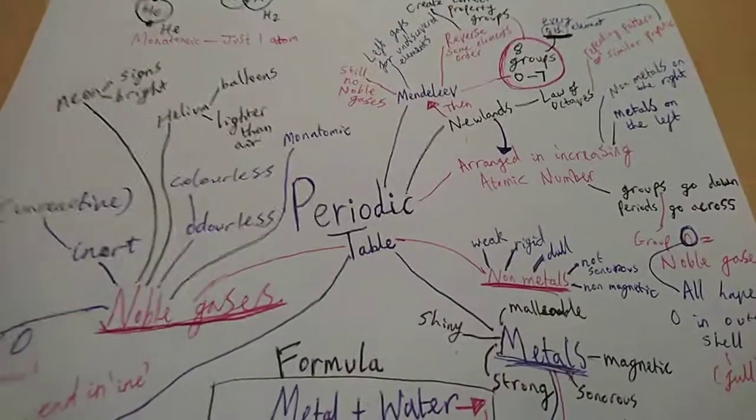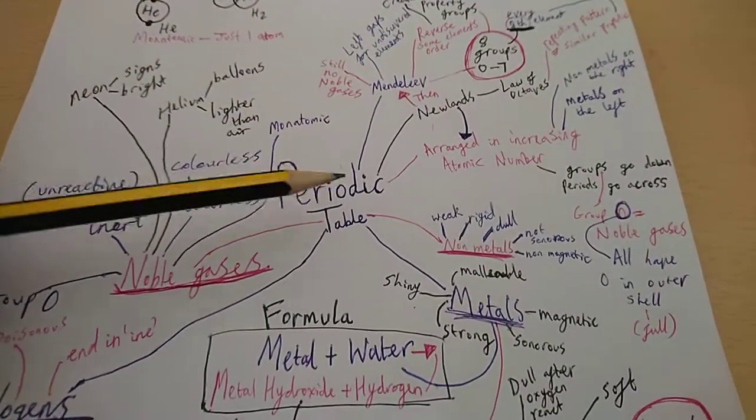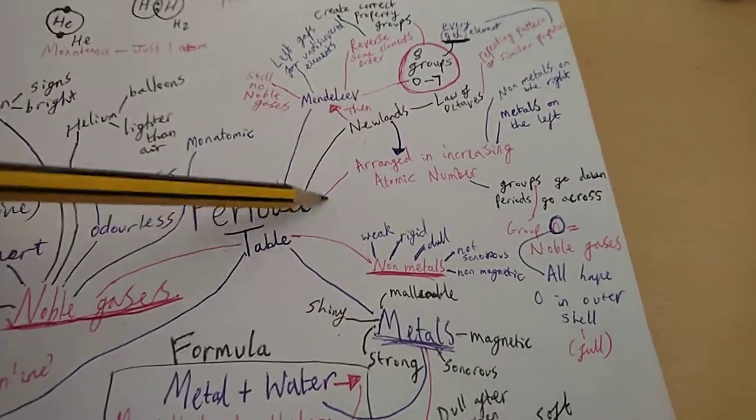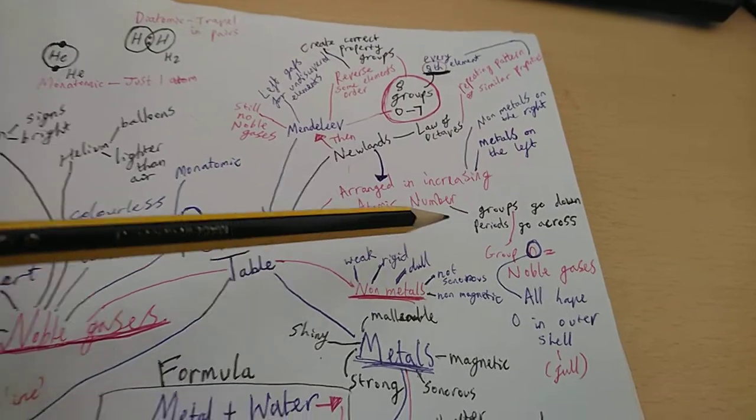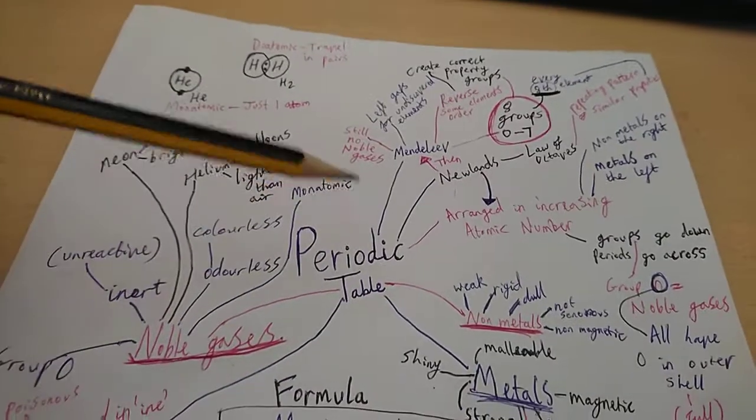Nice. So this is the paper. Periodic table elements. So, periodic table. The periodic table is arranged in increasing atomic numbers. The groups go down and the periods go across. So, how did the periodic table get invented?